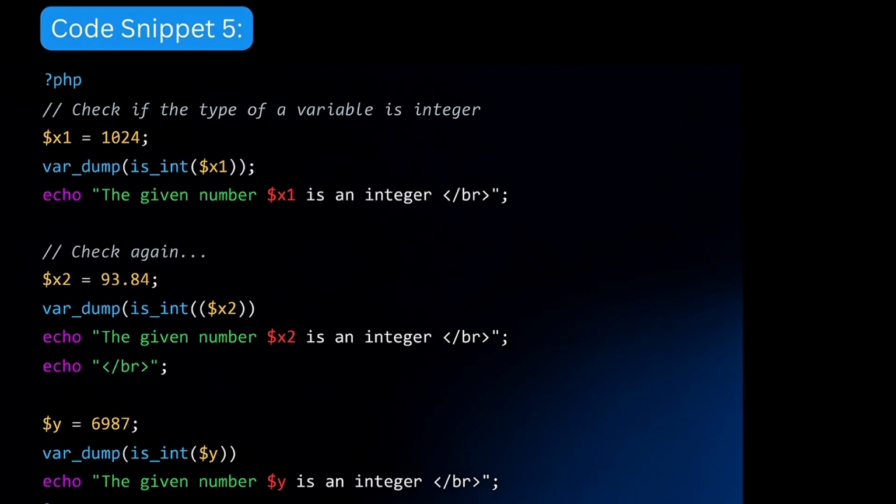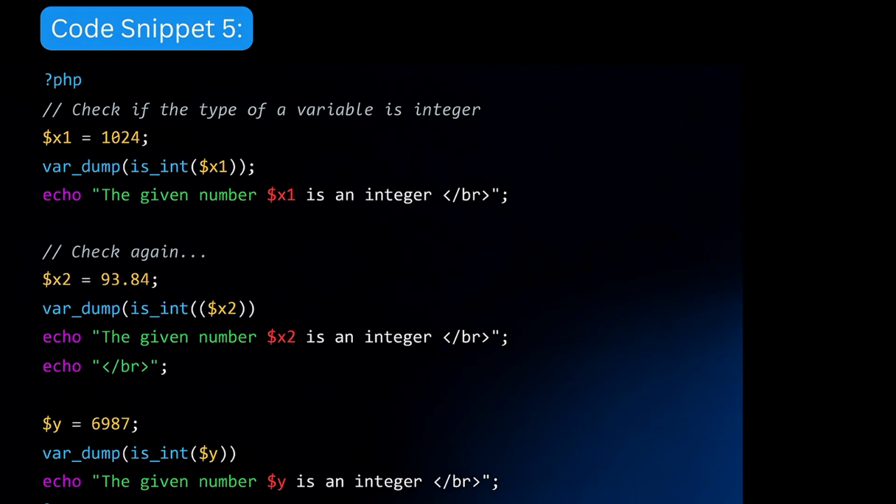Prints a message to the browser. The given number 1024 is an integer. Second check. The next part of the code tests a different variable, $2 = 93.84. Here, $2 is assigned a value that includes a decimal point, making it a floating point number, also known as a double. When we run var_dump(is_int($2)), the result will be bool false, because $2 is not an integer.